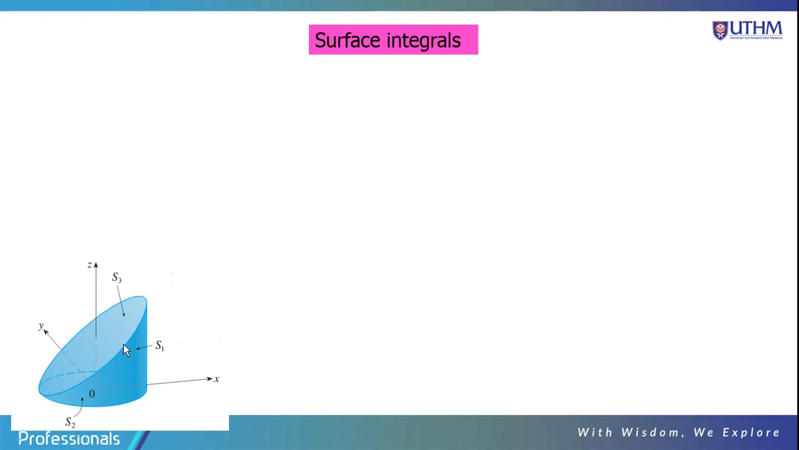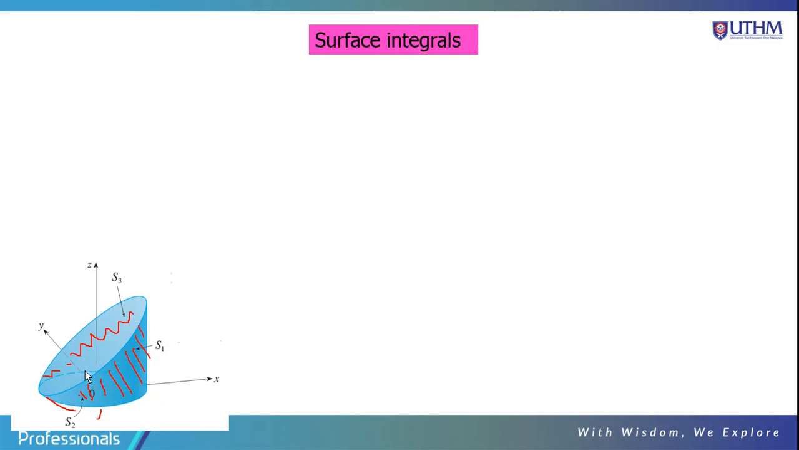So we need to find this area. Let's say this one represents surface 1. The other side is surface 2. At the bottom is surface 3. But it depends. If the bottom is hollow, then there is no surface of the object.